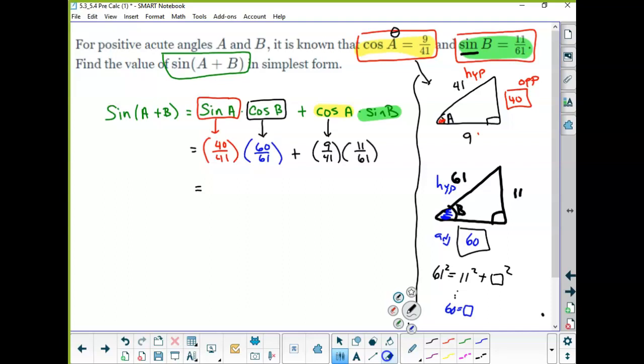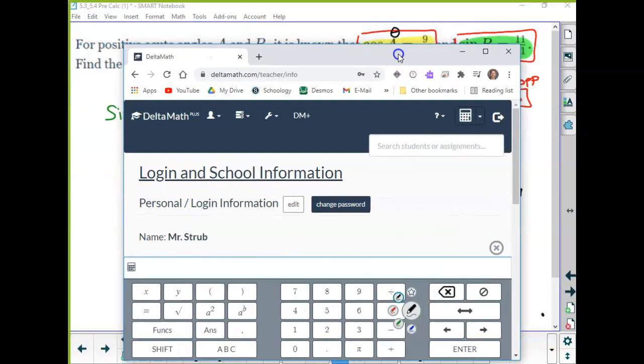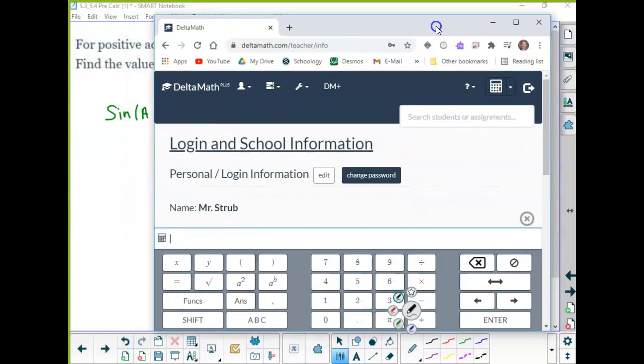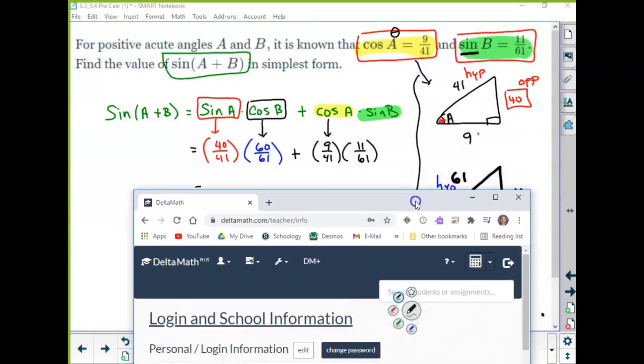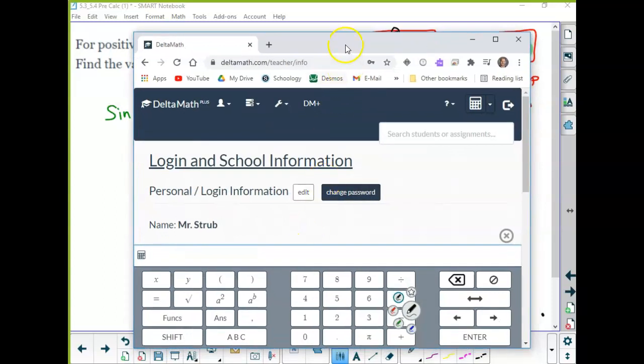Now, the one thing I will throw caution at is you can't use decimals. So Delta Math, if you plug this into your calculator and you get decimals, you're going to get wrong answers. So Ms. Dwyer was showing you how to use the Delta Math calculator. I will try to do that as well. I don't think I can. So I got 40 over 41 and 60 over 61.